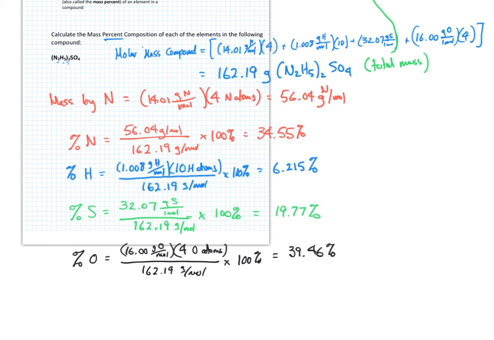And if you notice, if we add these up, we end up with 99.99%. It doesn't quite come out to 100% because of rounding, but that's a good check to see if you did it right. If you do all of them, they should add up to 100%. So your whole compound is made up of these 4 things, and these are the different percentages. We have found the mass percent composition for all the elements in this compound, and this is the general strategy for doing that.